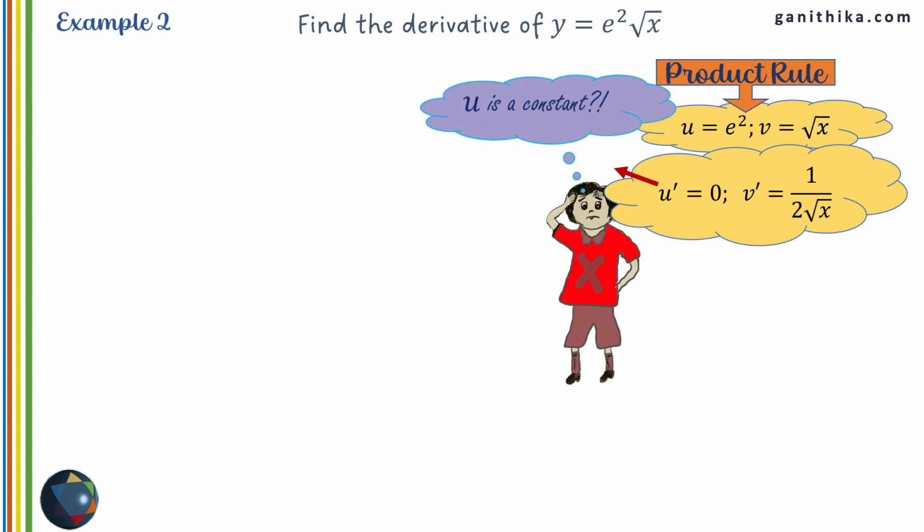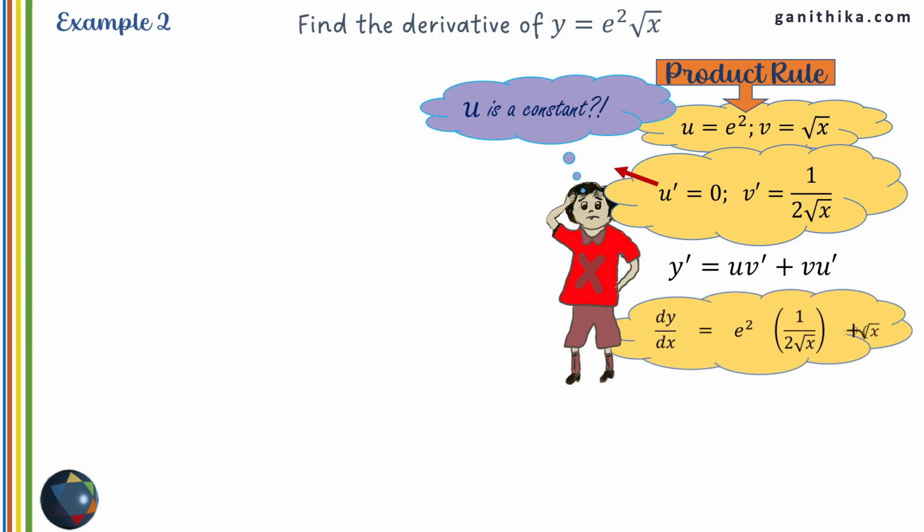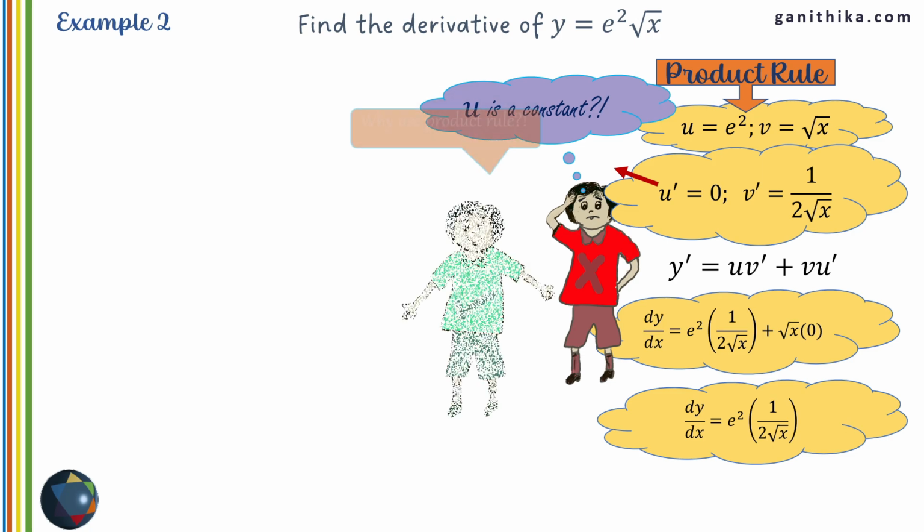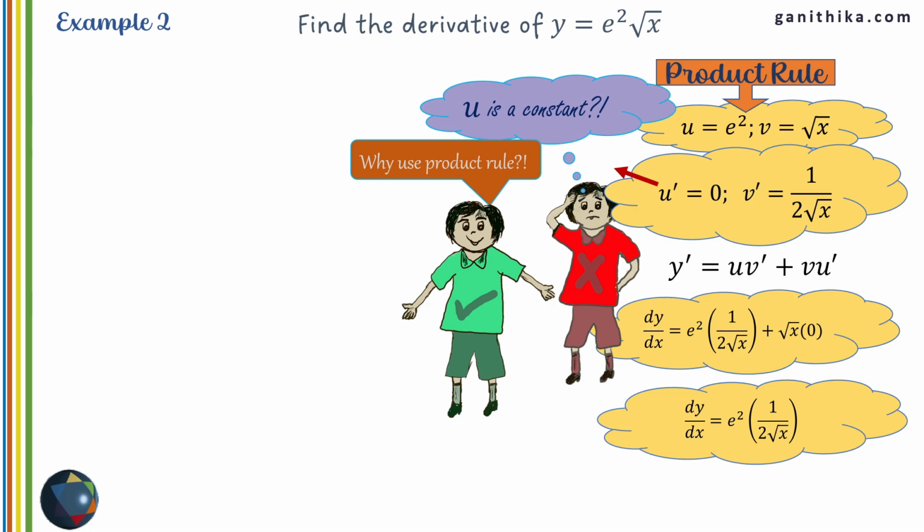Come on, here wrongo is having some doubts. U is a constant and you have a derivative of 0. I'm going to substitute this in the formula. Is this correct? He has his own doubts. Yes, there is 0 in the formula. You are going to substitute that. You are going to simplify this as e square over 2 root x. Is this correct? It is correct, wrongo, righto says.